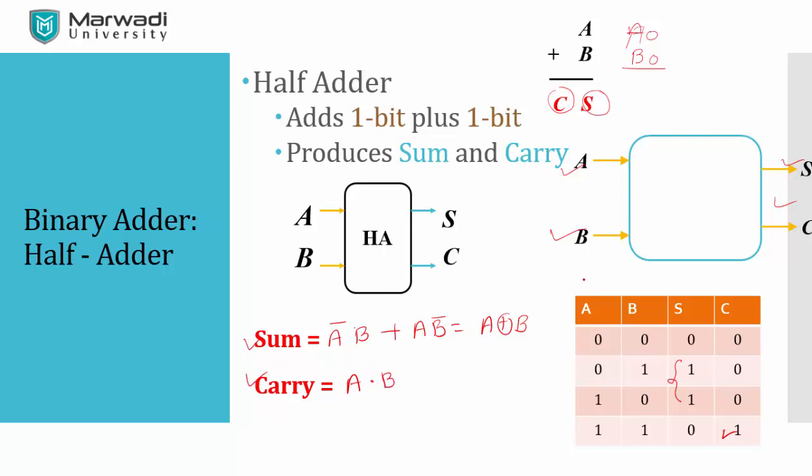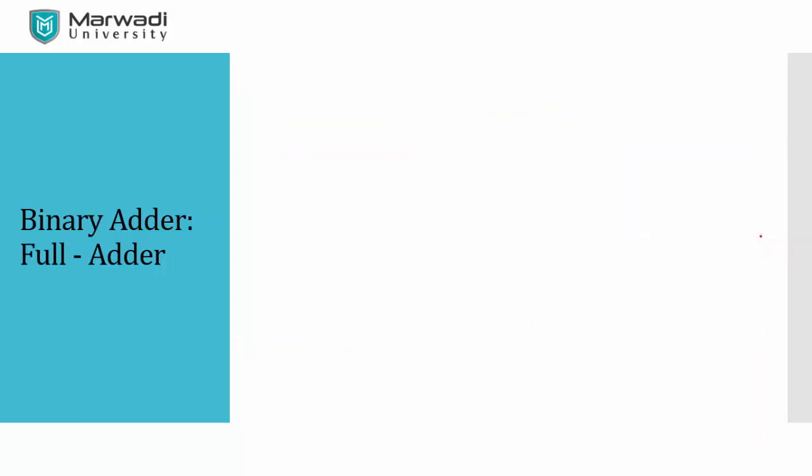If I want to design the combinational logic over here, A and B go through an XOR gate for the sum, and A dot B is an AND gate that goes to the carry. This is nothing but a half adder.